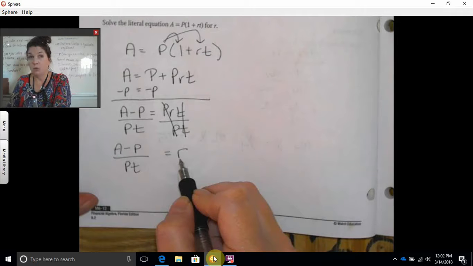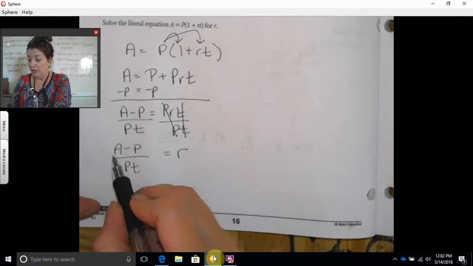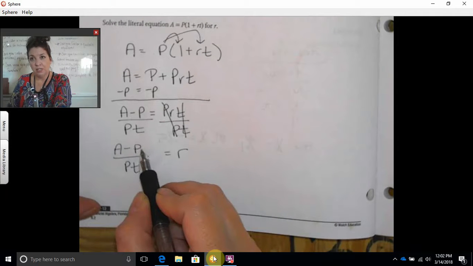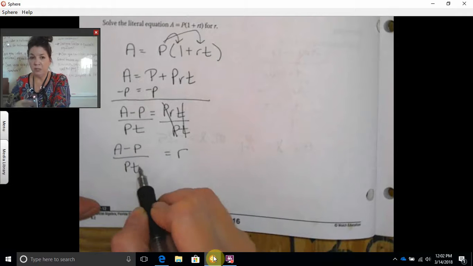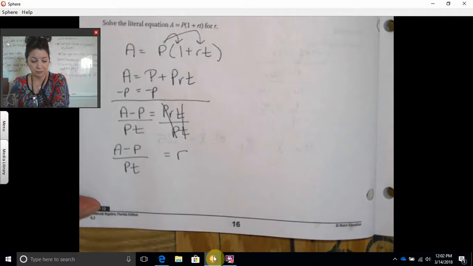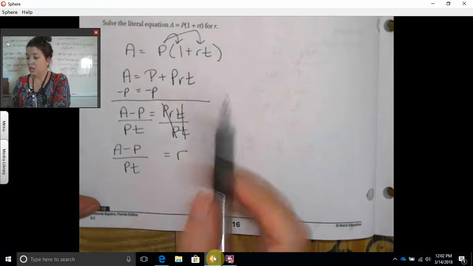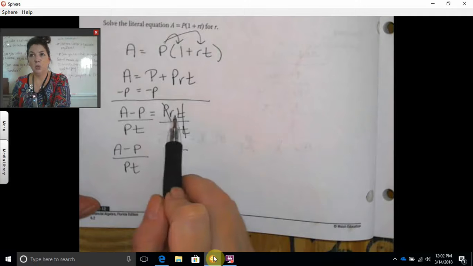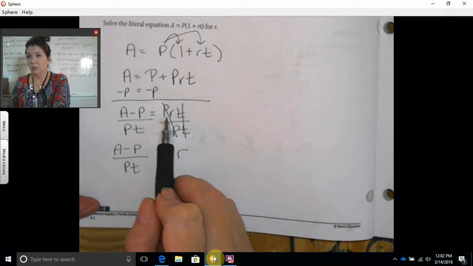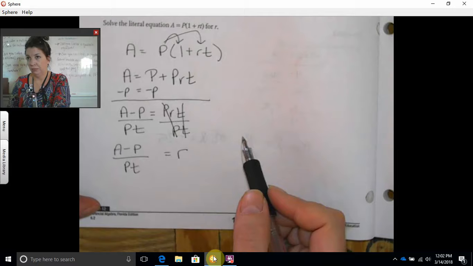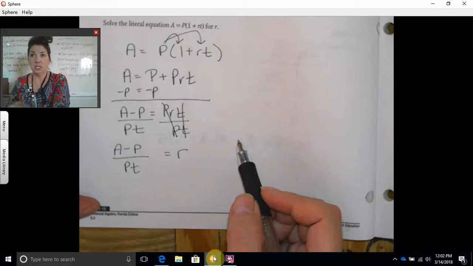So if I want to know the rate, I take the amount in the account, subtract the principal, and divide it by whatever the principal is times the time in years. I'll be honest with you, I didn't get that. Because this is all being multiplied together. This is one term. It's all being multiplied. Instead of doing it the longer way, where you divide by P and then go back and divide by T, you can do it all at the same time.